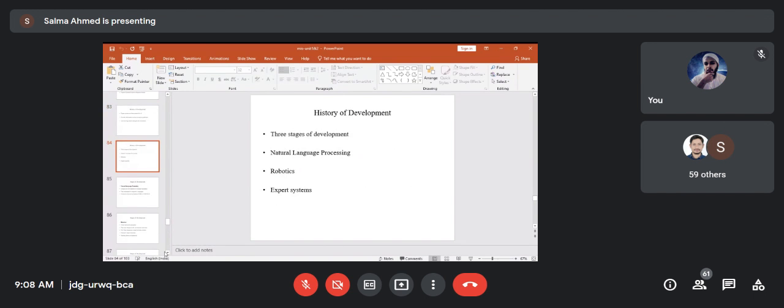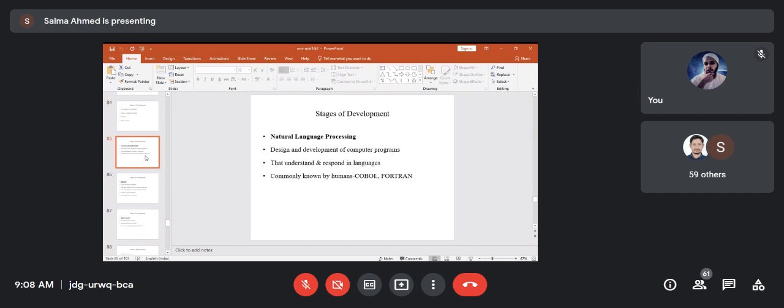There were 3 stages of development which we discussed in the last class. One is natural language processing, robotics, and expert system. Natural language processing are computer programs which use common syntax like find warehouse where floor is equal to 3. So the syntax here is find. It is used in what we call COBOL. That's for common business oriented language. Fortran is for formula translation.